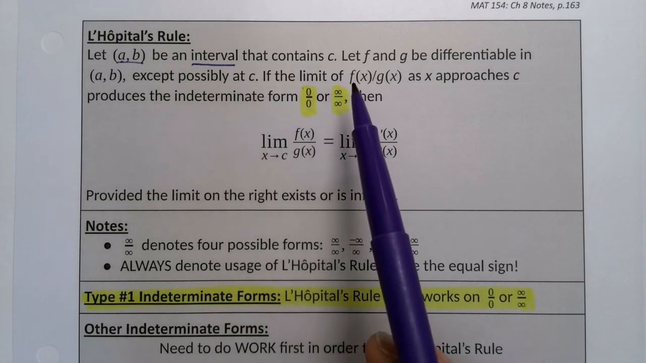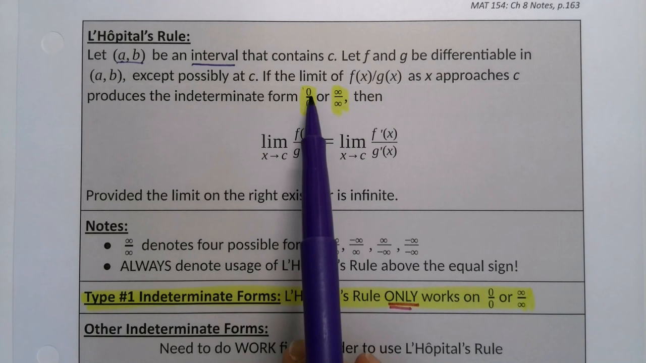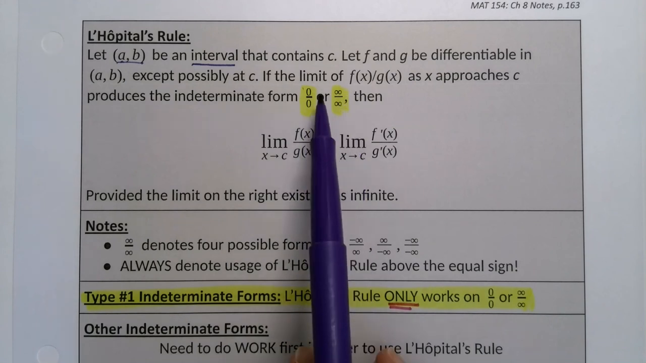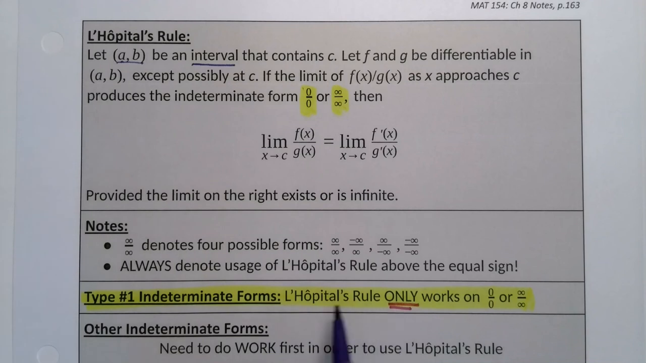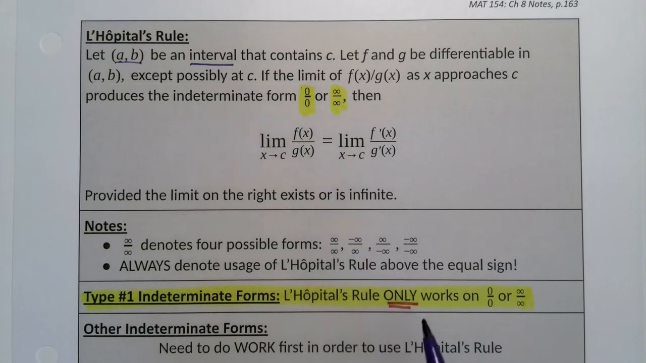If the limit of f of x divided by g of x as x approaches c produces that indeterminate form 0 over 0 or infinity over infinity. Very important to note, those are the only two forms, and I highlighted it right here, that L'Hopital's rule can be used on directly. So if it's in one of those two forms, you can use L'Hopital's rule. If not, we'll talk about that in a minute. All right, but those are the type 1 indeterminate forms.